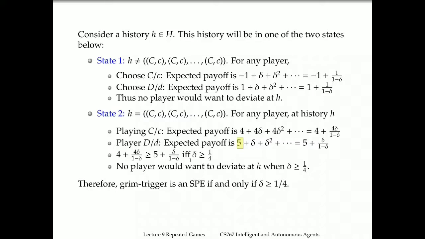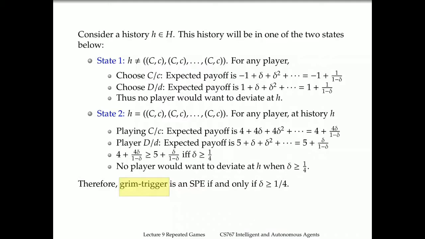Doing some calculations, we can get that delta is greater or equal to 1 over 4 when the first value is bigger than the second value. So this means that as long as delta is greater or equal to 1 over 4, so as long as the players see the future utility as no less than a quarter as valuable as the current payoff, then the player would not want to deviate at this history because playing cooperation will give a higher expected payoff. Right? So when delta is greater or equal to 1 over 4, we can see that grim trigger is indeed an SPE, because this is when no player will want to deviate at this stage.